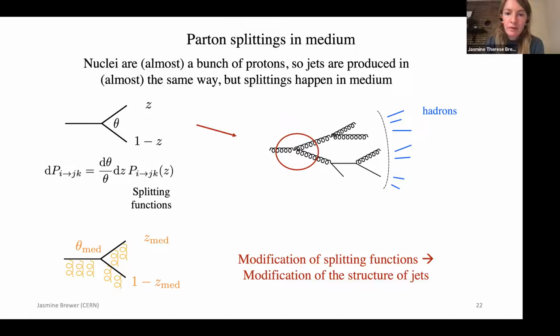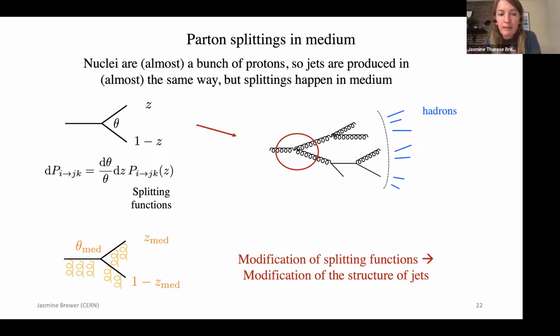And so the types of ideas which I discussed on the last slide are the conceptual underpinning of the statement that these splitting functions will also be modified by the medium. If you think of it in a classical sense, each of the legs of these splittings will get some momentum transfer from interactions with the medium. They can have these coherence effects as well, where many interactions with the medium can contribute.